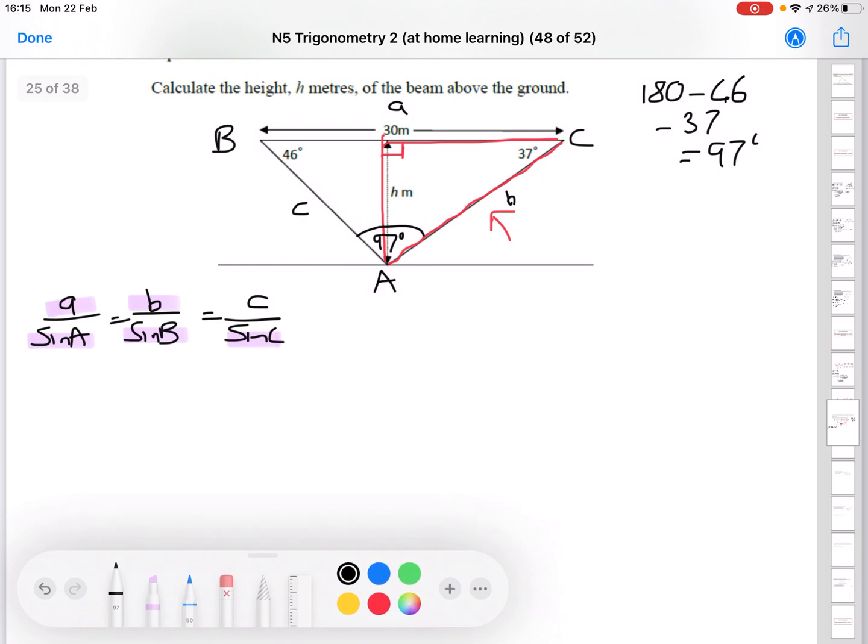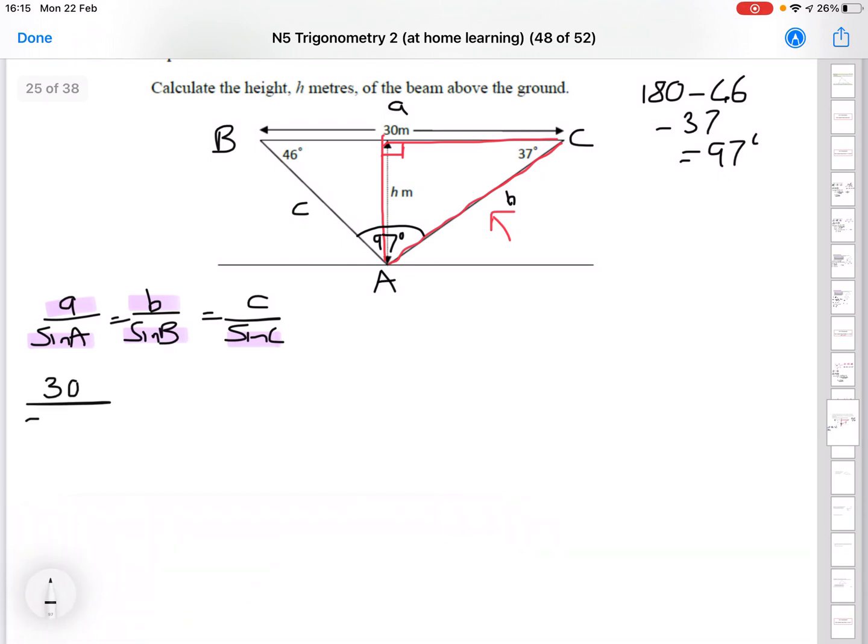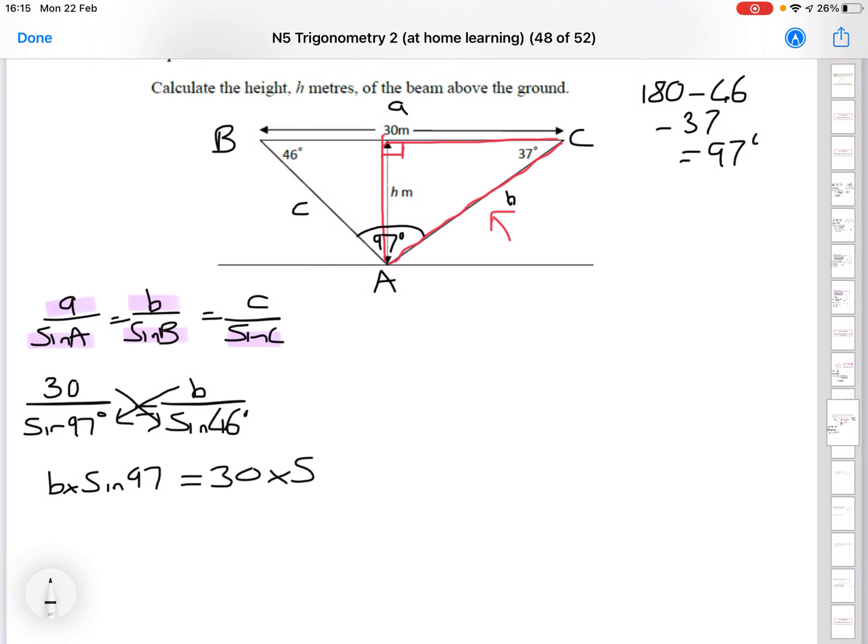So side A is 30, so it's 30 over sine 97 equals B, the side I'm trying to find, so I'll leave that as B over sine 46. We're then going to cross multiply, starting with the value that we're looking for. So I'm going to do that side first. So B times sine 97 equals 30 times sine 46. And then to find B, we're dividing by sine 97.